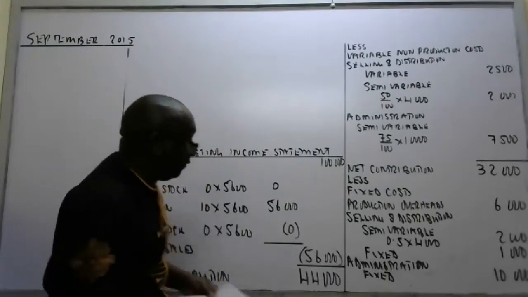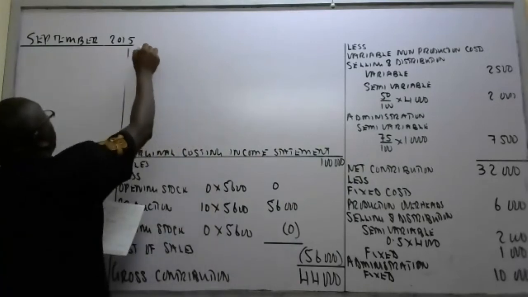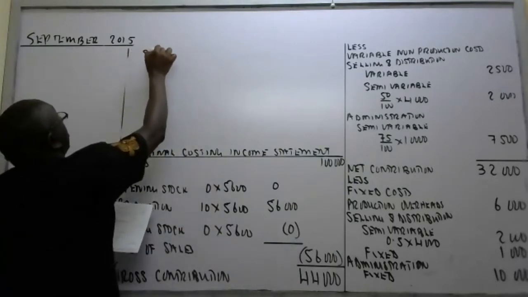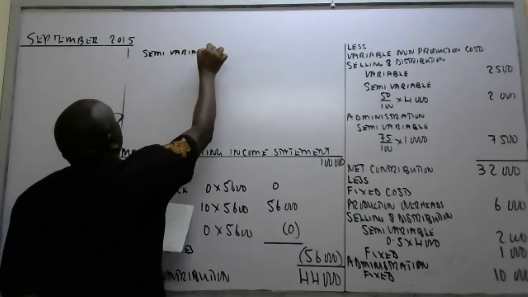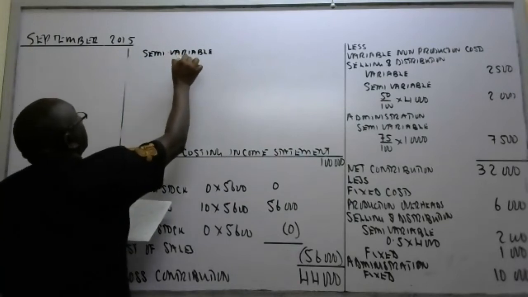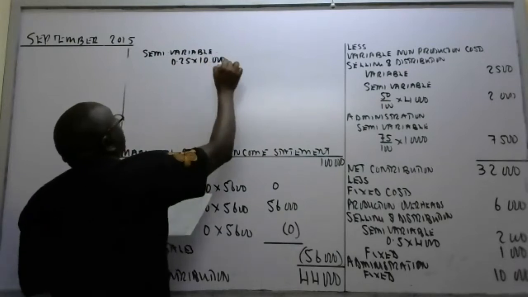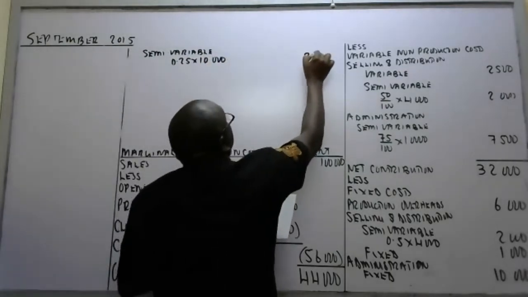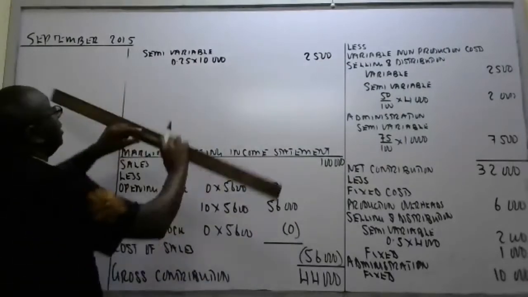So that is the fixed. Then the semi-variable. Semi-variable is 25% of the 10,000. That is 2,500. So with that, now we have the net profit.